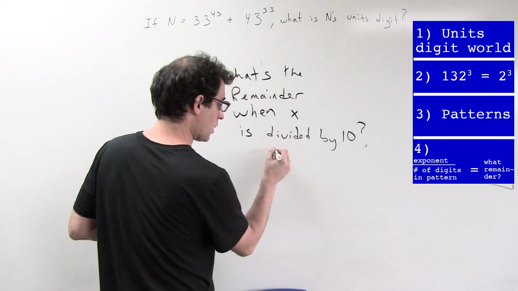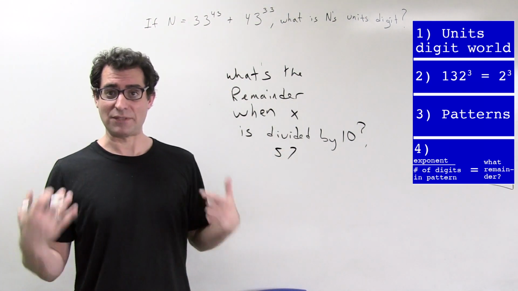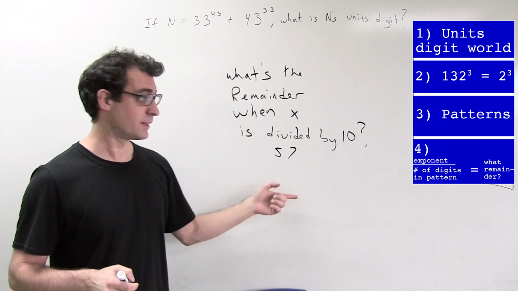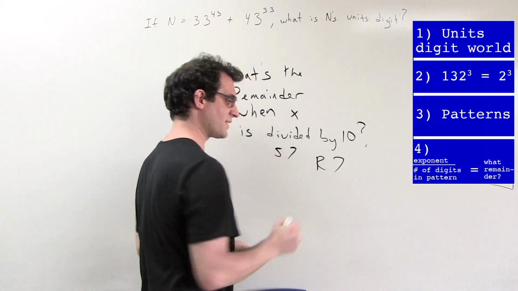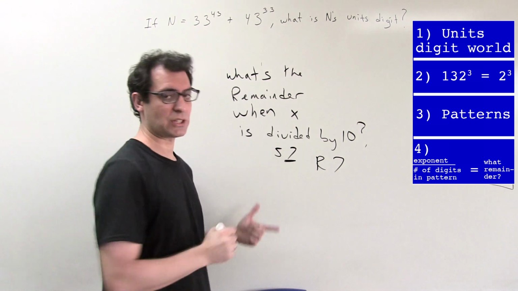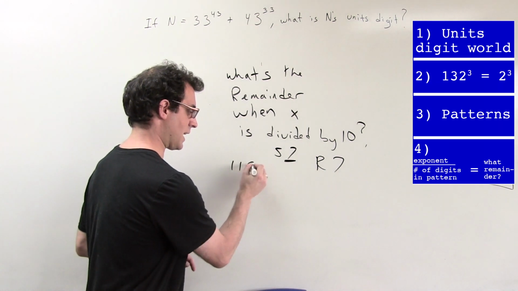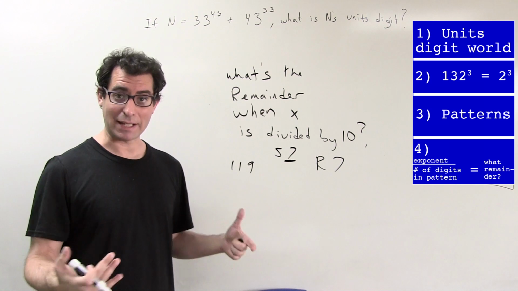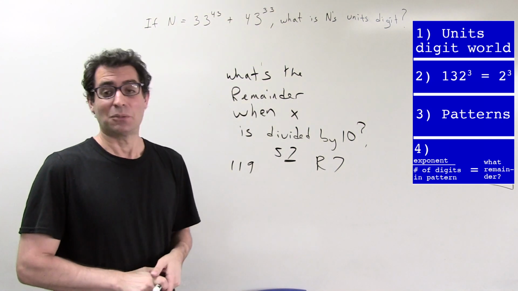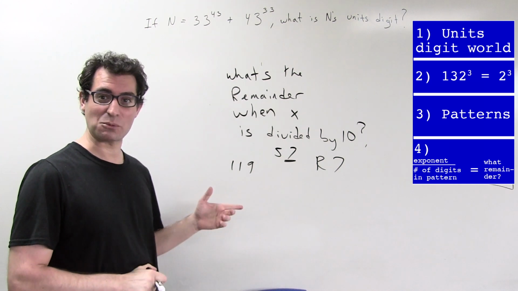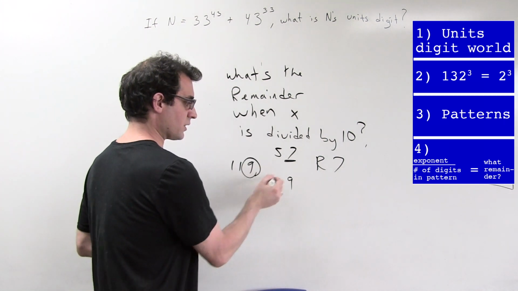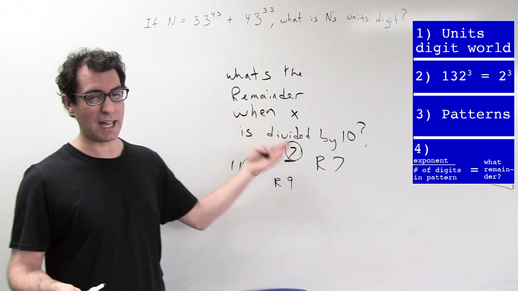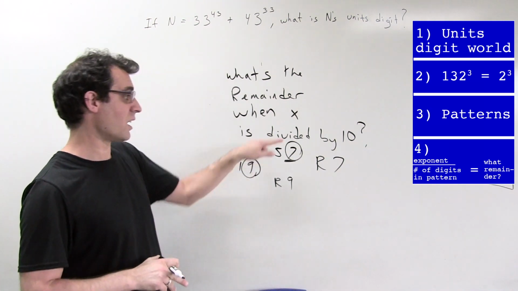For example, if 57 is divided by 10, what's the remainder? Well, 57 over 10 is 5, remainder 7. And 7 is also the units digit of 57, right? 119, what's the remainder when this is divided by 10? Well, 119 over 10 is 11 with 9 left over. So the remainder is 9, and that's also the units digit. This is just another way of saying, hey, what's the units digit of x? You could see it that way.